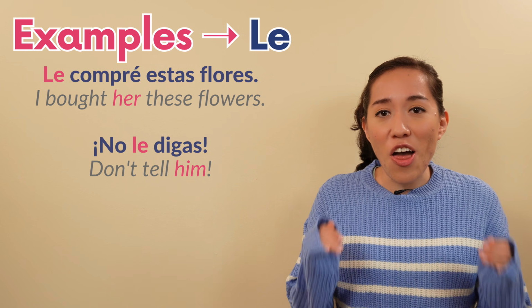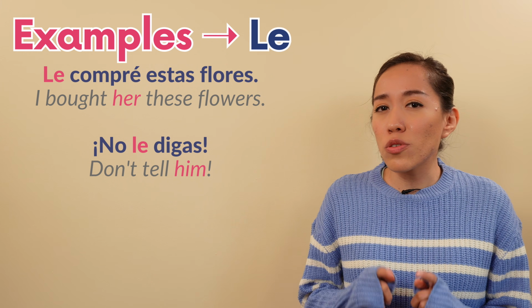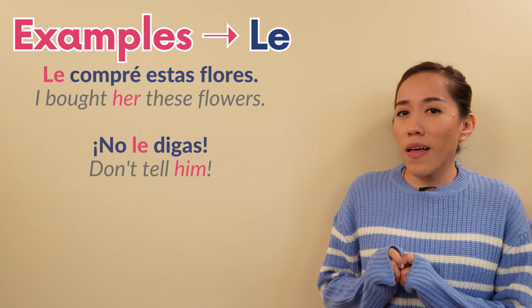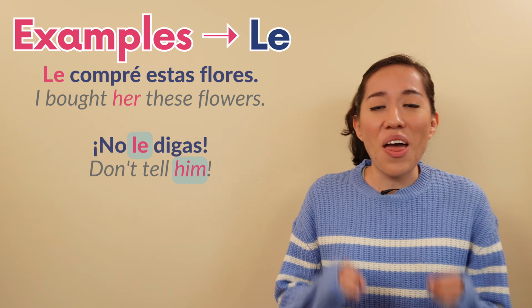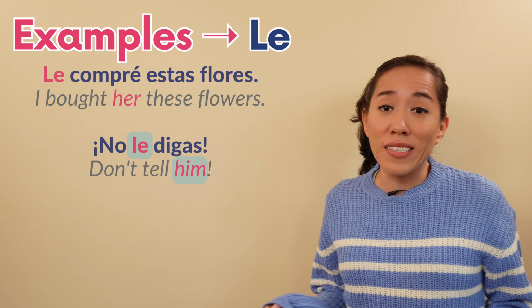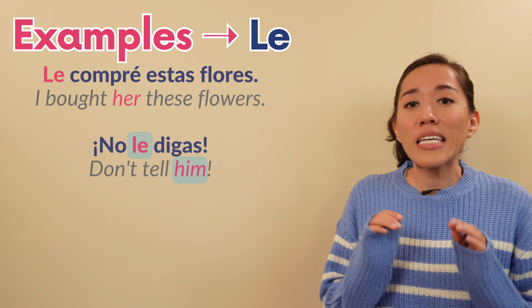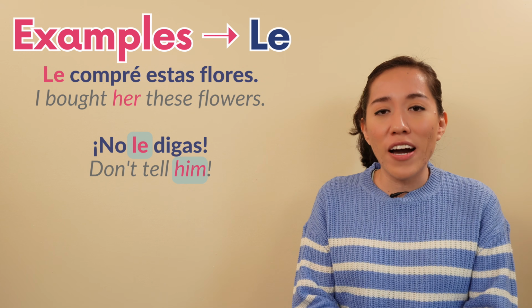No le digas, don't tell him. What about this one? To whom you shouldn't tell? Him, right? He is the person affected by the action of not telling. He's not going to know whatever we're talking about. He is the person affected by the action.